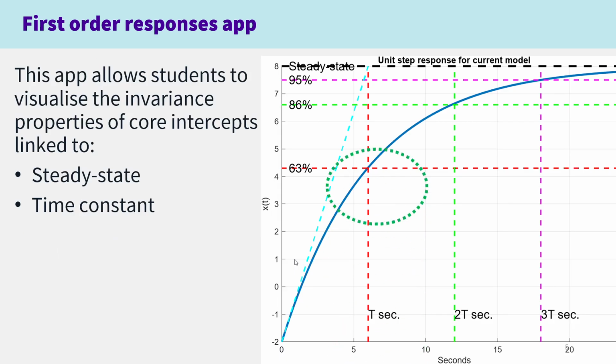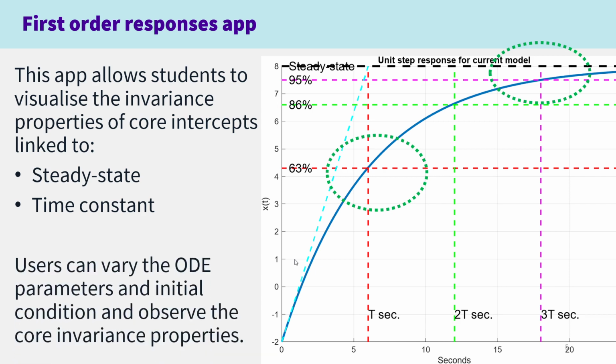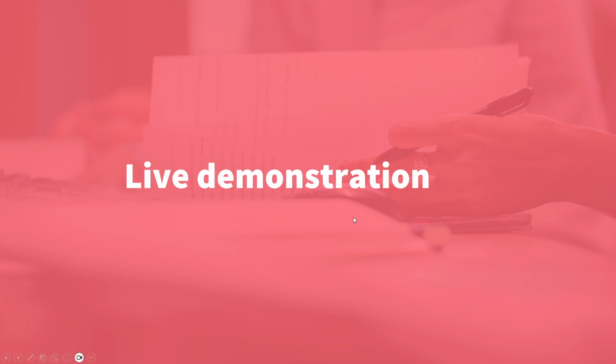The first app then. This app allows students to visualize the invariance properties of core intercepts, and you can see I've just marked two of those with those circles. One is the intercept of some dashed red lines and one is the intercept of some dashed pink lines, and these intercepts are linked to the steady state and the time constant, and students will need to learn about this. So what can users do? They can vary the ODE parameters, the initial condition, and observe the core invariance properties. Let's do a live demonstration then.